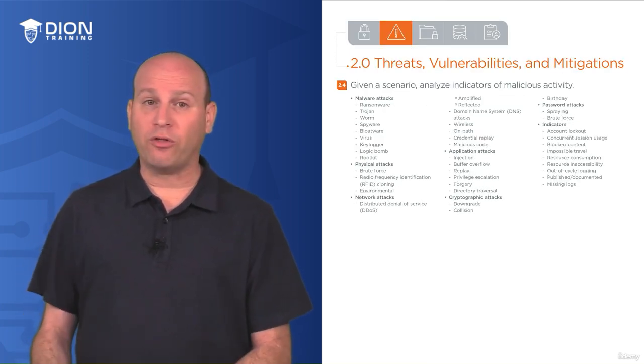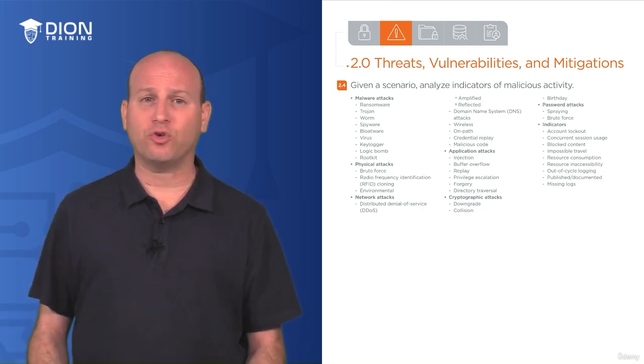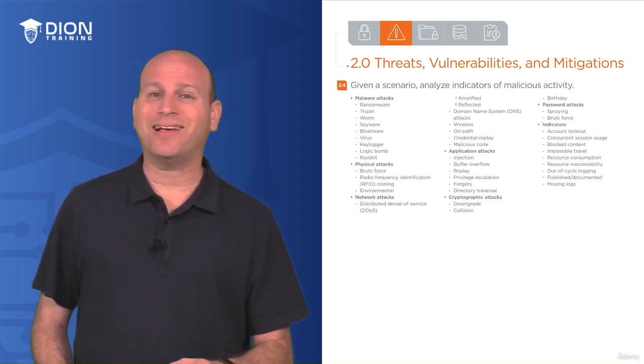Objective 2.4, on the other hand, is going to focus on the different attacks that we try to use to overcome physical security controls, because Objective 2.4 states, given a scenario, you must be able to analyze indicators of malicious activities.